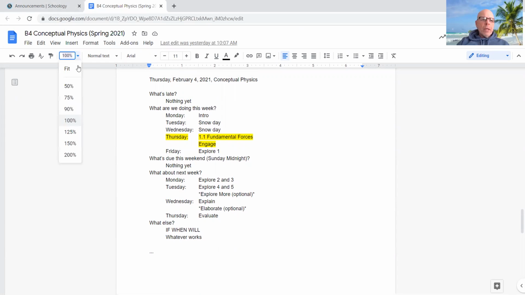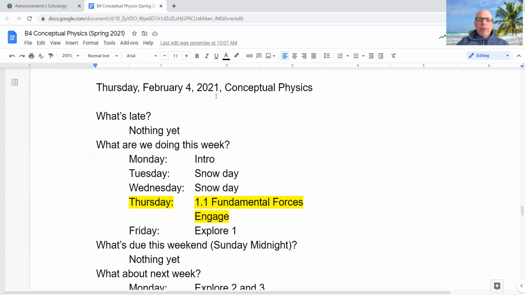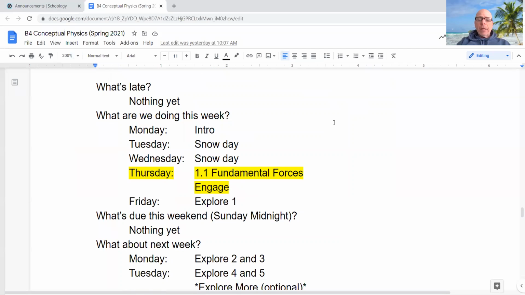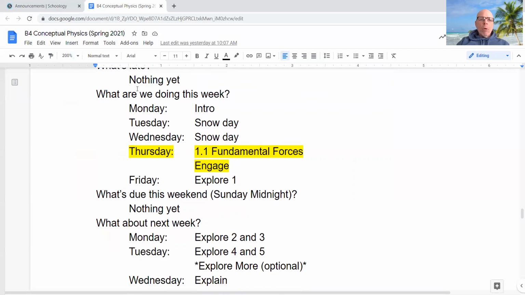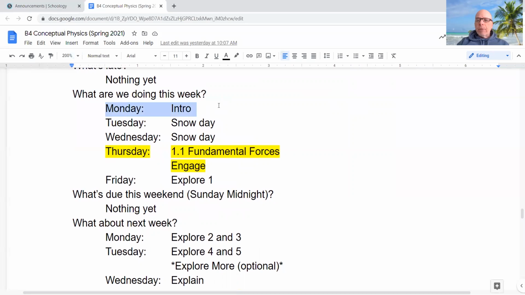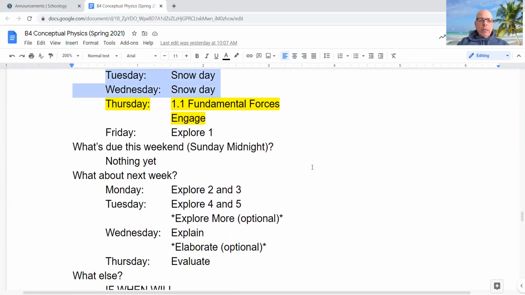But then we get to Thursday today, Thursday, February 4th, 2021, Conceptual Physics. What's late? Nothing. You haven't had any assignments yet. What are we doing this week? Monday, we did some intro stuff online. If you saw that, that's great. Tuesday and Wednesday, we had snow days, so we didn't do anything.